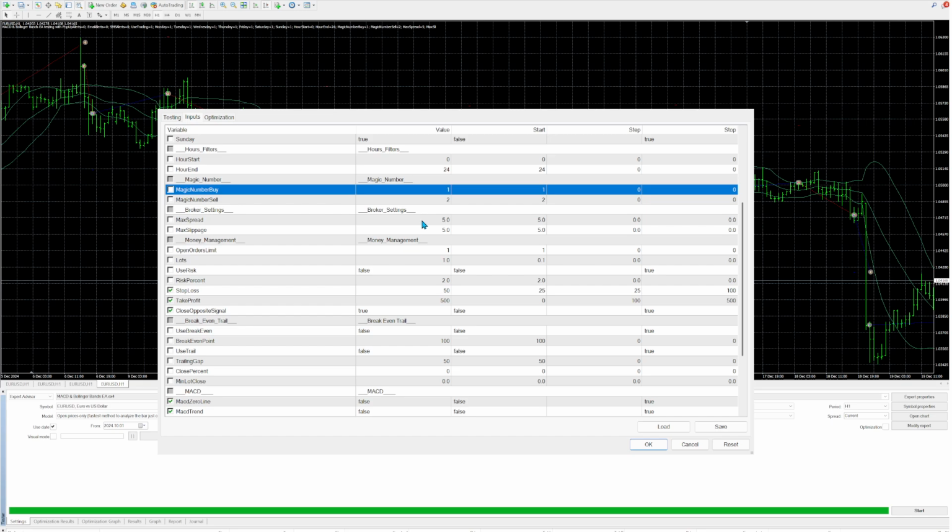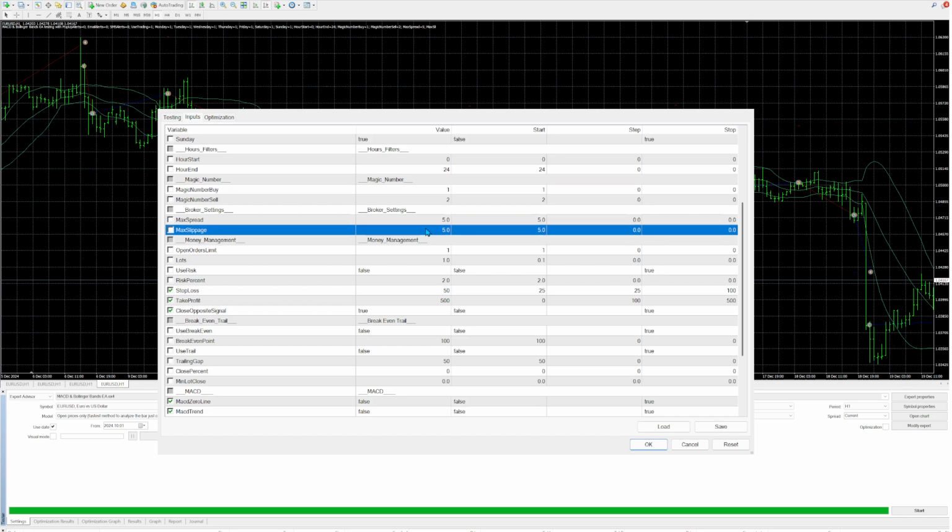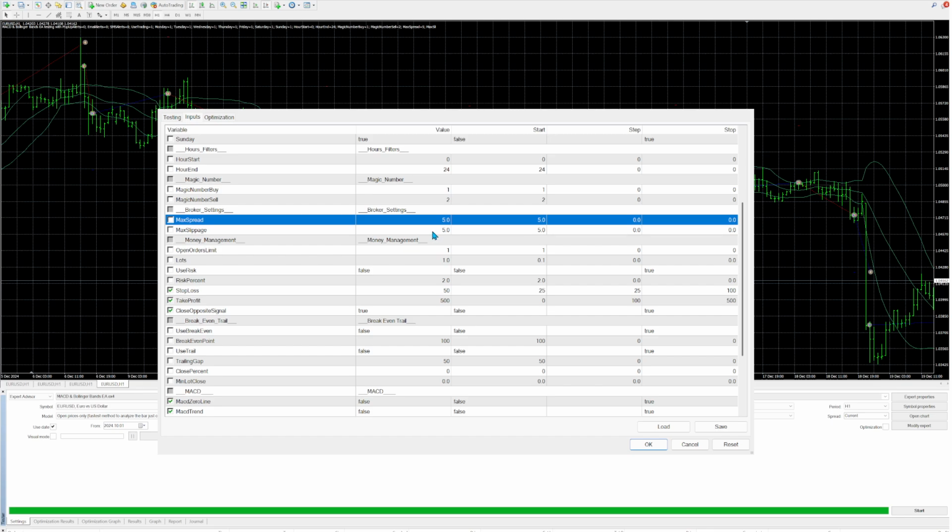Okay, maximum spread, maximum slippage. The EA will avoid sending a signal or placing a trade if the spread or slippage is greater than these values, which are in pips. This is to help avoid unsuitable market or broker conditions.